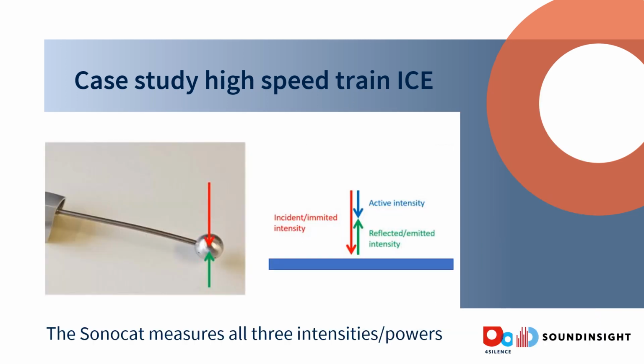Let me explain how that works. We measure the incident intensity, but we also measure the reflected intensity, yielding an active intensity which may be positive if the sample is an absorber. However, if the reflected intensity is larger than the incident intensity, meaning that the active intensity becomes negative, this means emission from the window, in this case, to the train.